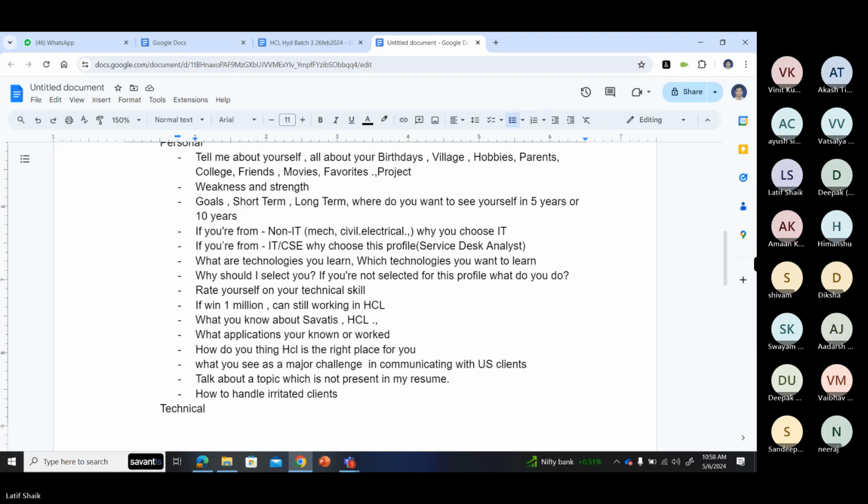For IT or CS background, think about software development related questions. They will ask, IT and CS, why did you choose service desk analyst? So you have to prepare some answer why you want to go for a service desk.